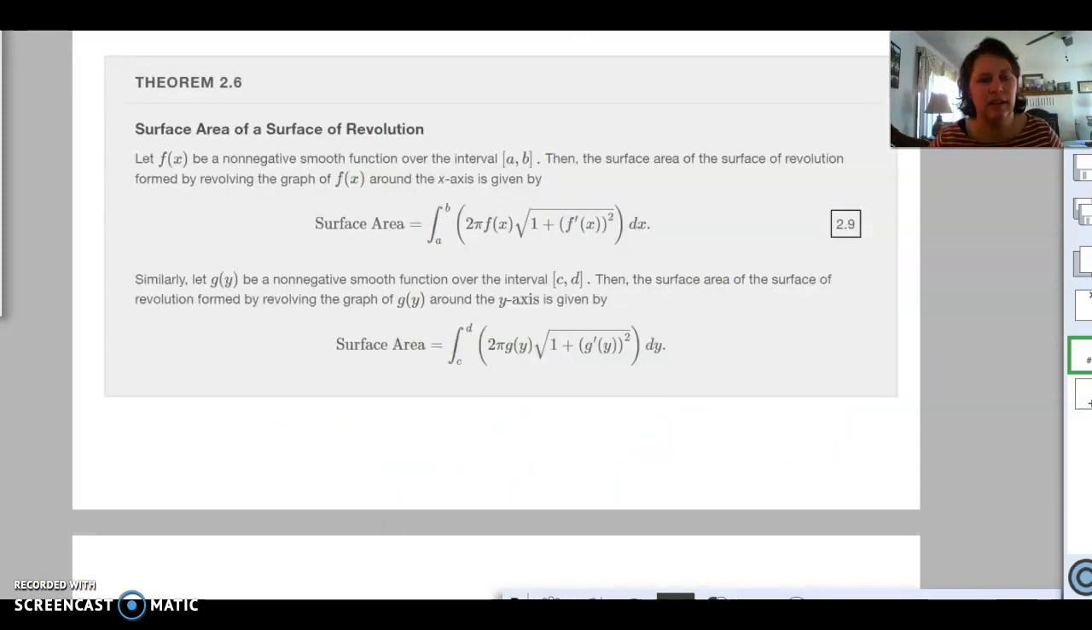And here it is written a little bit nicer. So surface area of a surface of revolution, and your equation is the integral from a to b of 2 pi f of x times the square root of 1 plus f prime of x squared.